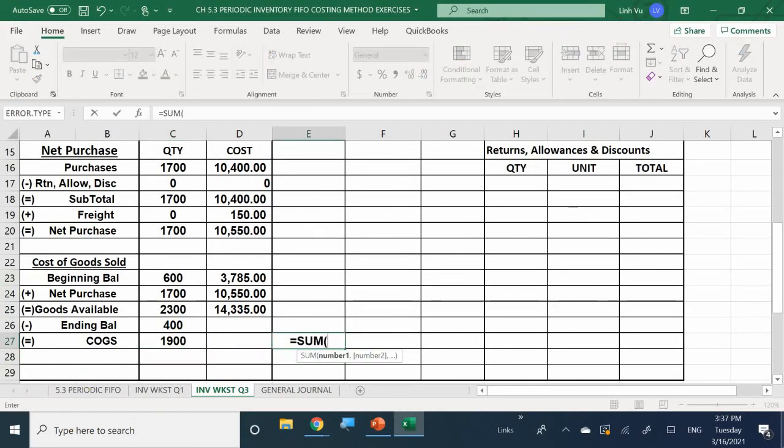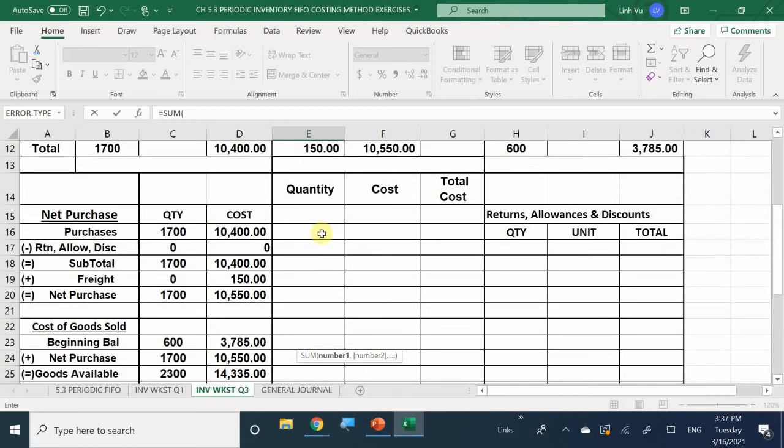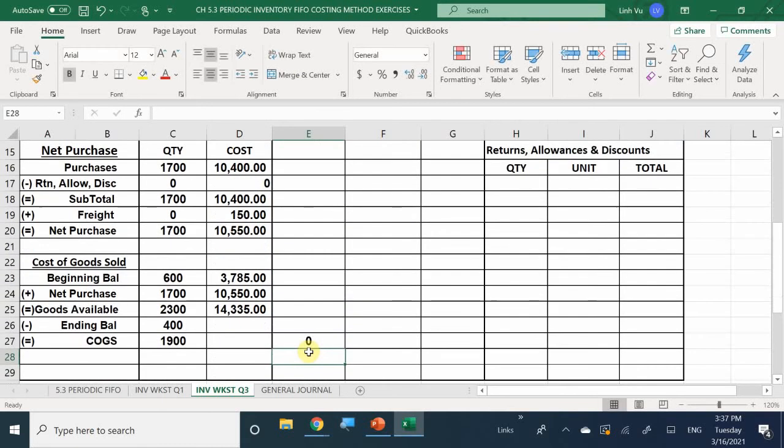So once again, I'm going to tally it or have this formula in here so that I have some kind of running balance. Okay, so I have an equal sum in the quantity on my workspace, as well as an equal sum on my total cost on my workspace. Okay, so let's go ahead and take a look.